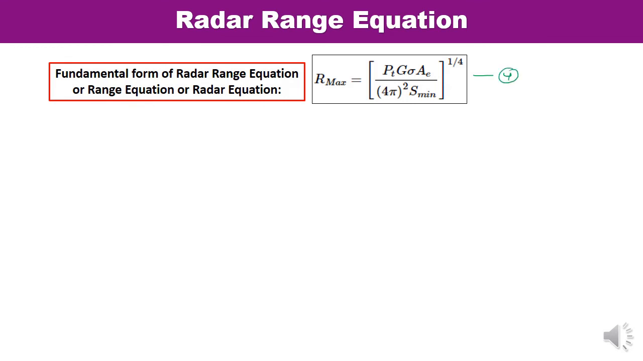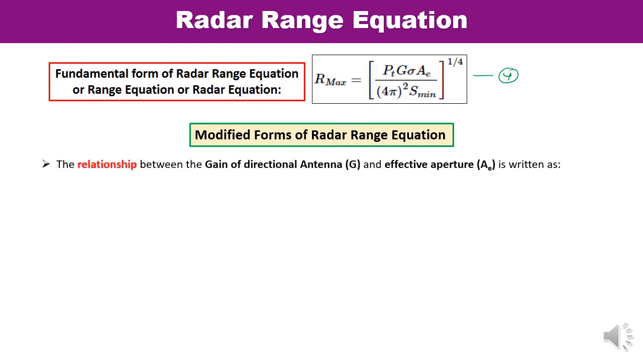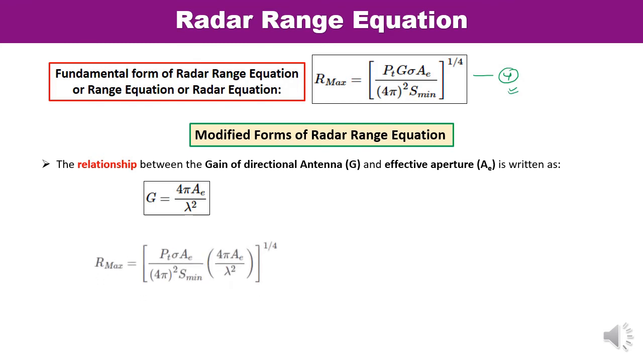Now with the use of this equation, some modified forms of the radar range equation can also be derived. Those are known as form 2 and form 3 equations. To derive these equations, we have to utilize the relationship between the gain of a directional antenna, which is G, and the effective aperture AE. The relationship between G and AE can be written as G is 4 pi AE upon lambda square. Now you can substitute the value of G in this equation number 4.